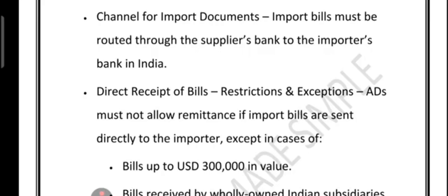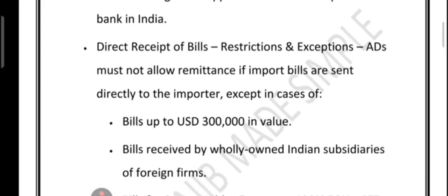So suppose there is an overseas supplier bank, let's say Citibank in USA, and there is a bank in India called SBI, right? So the import bill is coming from the overseas supplier bank to your bank in India. Banks are not supposed to process payment if the bill comes directly to you, the importer. No. If the bill comes directly to the importer, the bank will not process the payment. It should come to the bank only. But there are some exceptions in which the bank can process the payment.